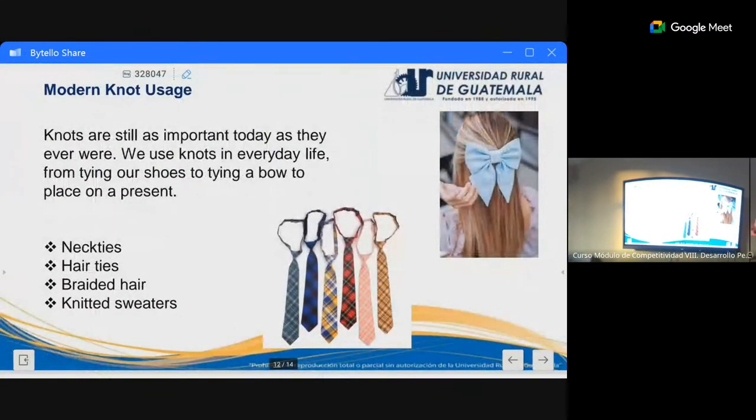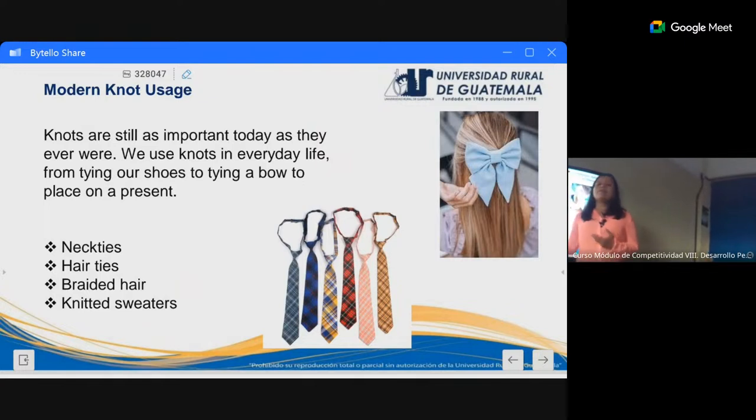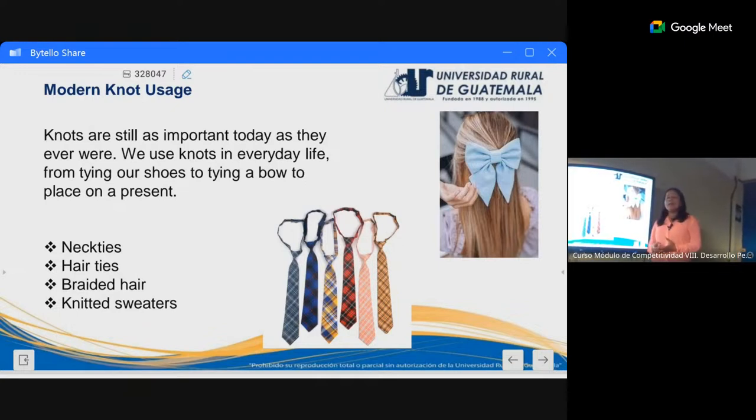Now we have here the modern knot usage. It says the knots are still as important today as they ever were. We use knots in everyday life, from tying our shoes to tying a bow on a present. So here we have the example. These are like the modern uses, because we have used this since a long time ago. Another use for knots is neckties. So if you work in an office as an accountant or a lawyer, you also need to learn how to make knots.